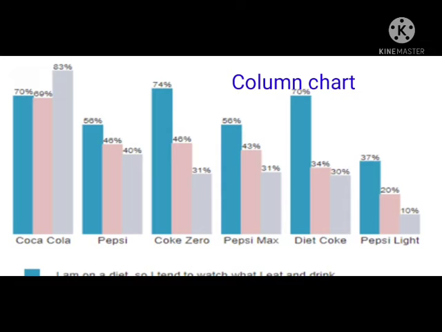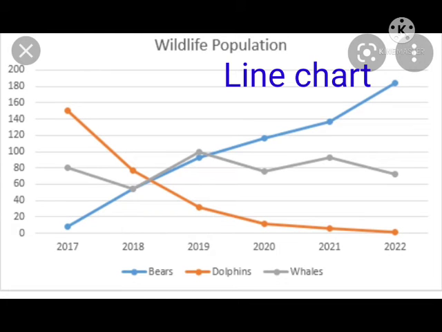Next type is the column chart. It's quite easy to understand as compared to any other chart. It is the default chart in MS Excel, and this chart is used for displaying data that shows different trends over a period of time. In this chart, where do we show categories? Horizontal. And where do we show values? On the vertical axis.